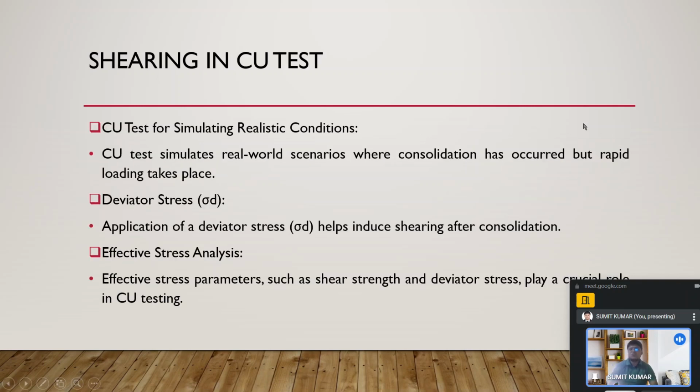Now, shearing in the CU test. So what would be the condition? The CU test simulates the real world scenario where the consolidation has occurred but rapid loading takes place.